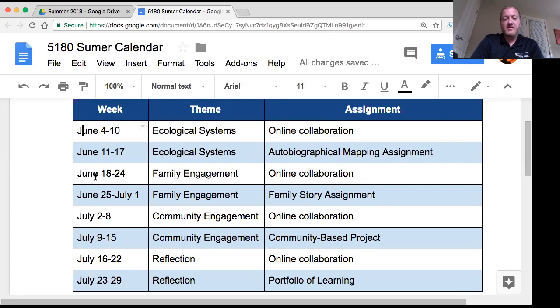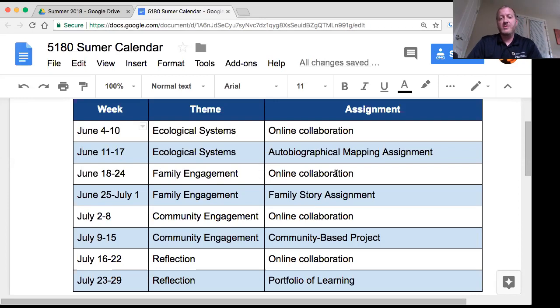The hope is at the end of this week, June 18th through 24th, you have a very clear vision of how you want to conduct your family interview. You may even have some questions scripted out. Let's talk about this interview. Yes, you do actually need to interview a family of a child that you either taught last year or will teach next year. If that's a problem for some reason, let us know.